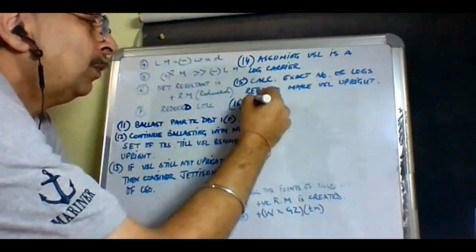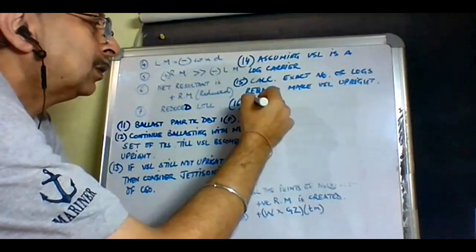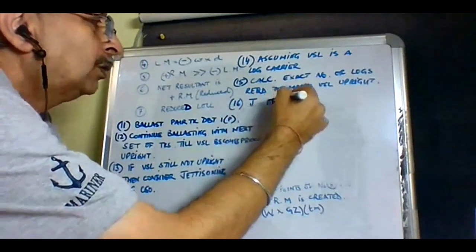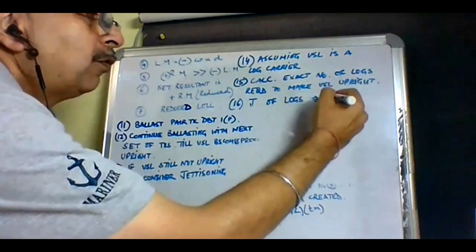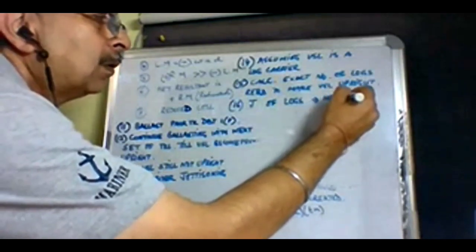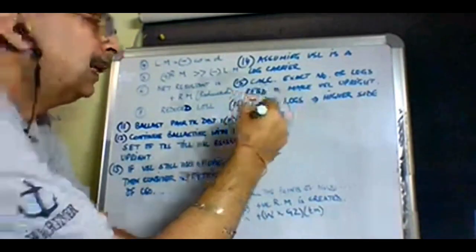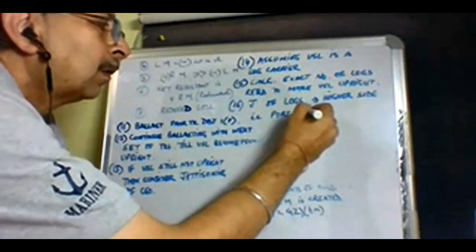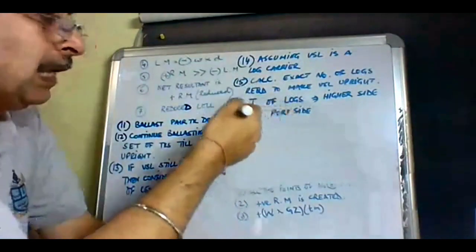Then you will be jettisoning the logs. Jettisoning of logs will happen from the higher side. You will be jettisoning from higher side. That is, in this particular case, port side. And the reason is very clear.